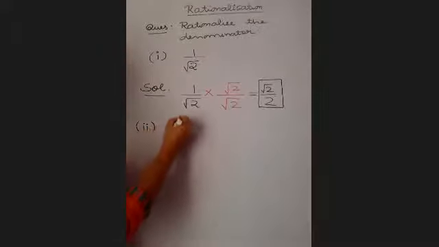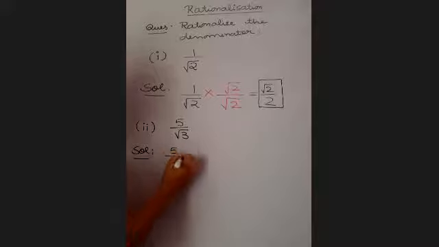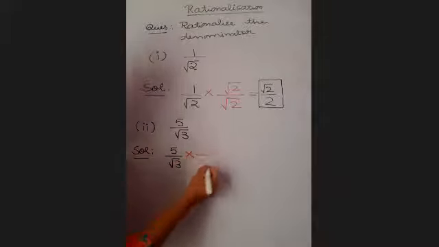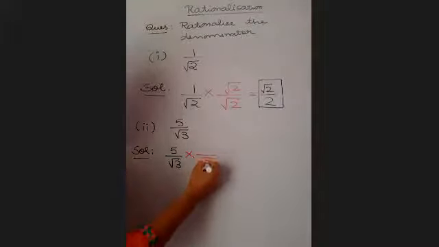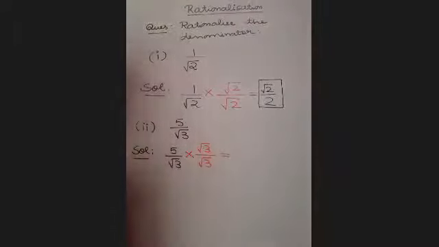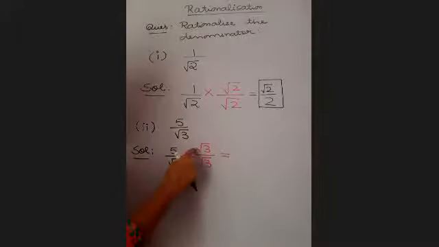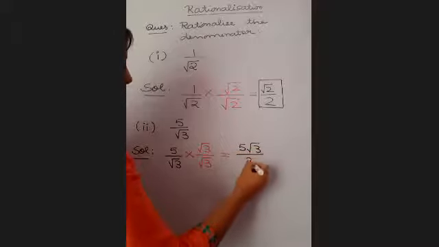Got it, beta? Now, if we have 5 upon root 3, let us see how it becomes. So now this will be 5 upon root 3. By which number should I multiply and divide it? Root 3. So we should multiply with root 3. And now 5 root 3 upon 3.